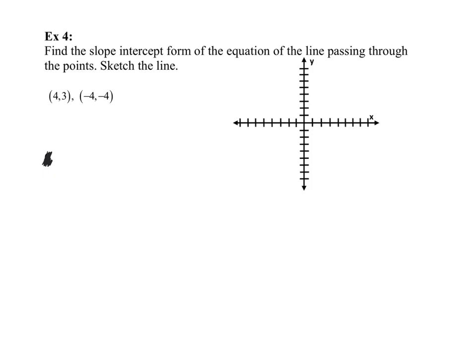Find the slope-intercept form of the equation of the line passing through the points. Sketch the line. Okay, so once again, the equation of a line is y equals mx plus b. They give us 2 points here. They didn't give us the m, so we need to figure out the m. Well, I could call this x1, y1, and I could call this x2, y2.